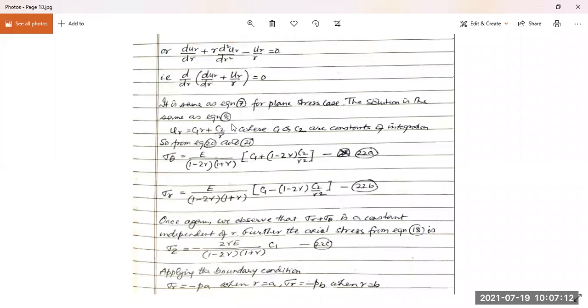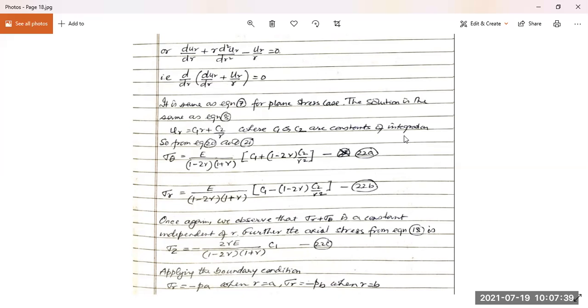Now, it is same as equation 7. For the plane strain case, the solution is the same as for the plane stress case, because here, in order to get ur, we have to integrate twice, because we have two sets of differential equations. Thus, we integrate twice and get ur equal to c1 into r plus c2 by r, where c1 and c2 are the constants of integration.